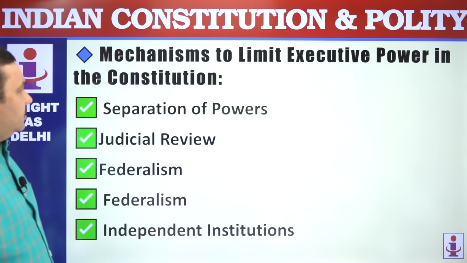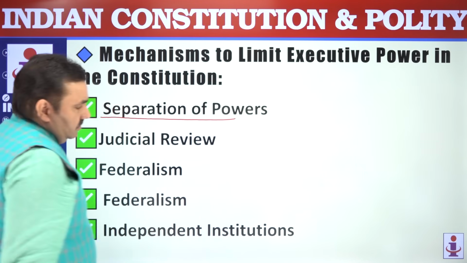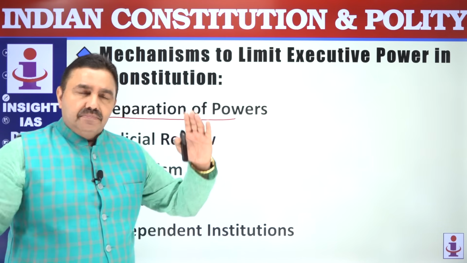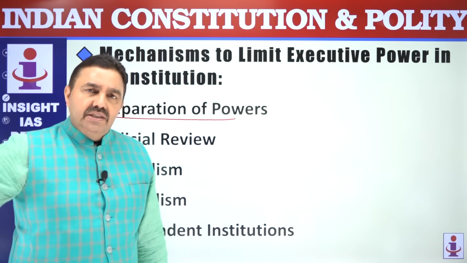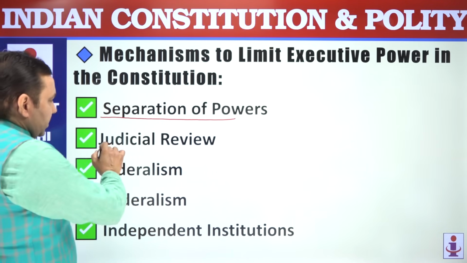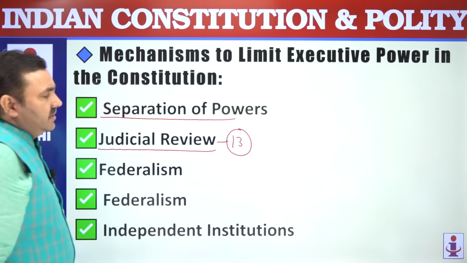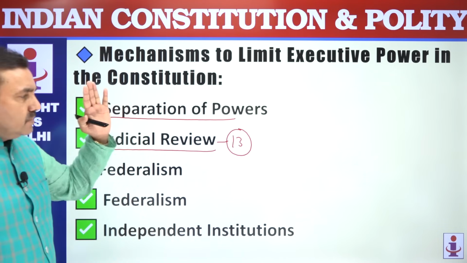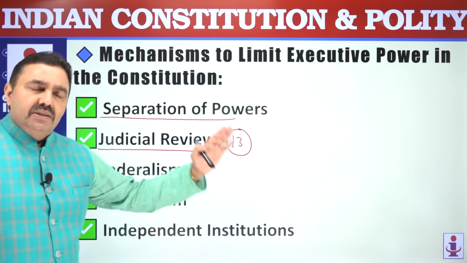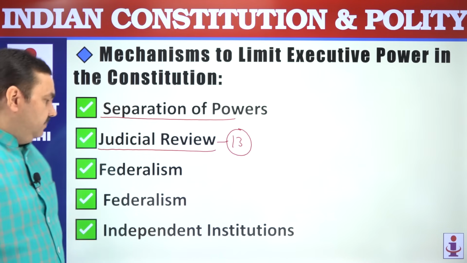Mechanism to limit executive powers. We have the principle of separation of powers. So there are three important pillars of a state: executive, legislative, and judiciary, so that they can keep a check on each other. Article 13 provides for judicial review. So if any of the actions of the executive or legislature violates the provisions of Part 3 of the Constitution or violates the fundamental rights guaranteed to citizens, that particular action is subjected to judicial review.